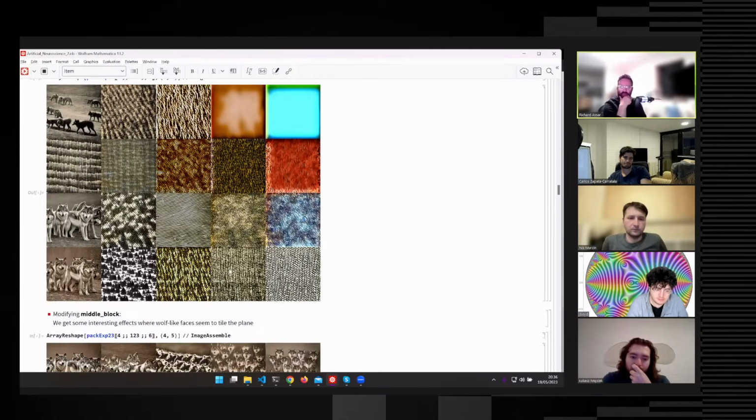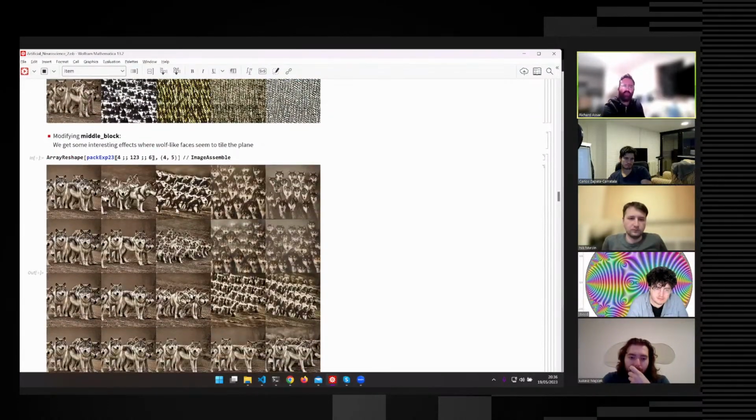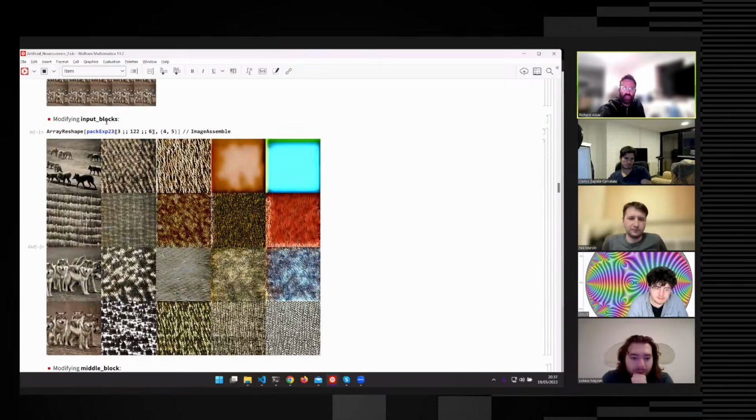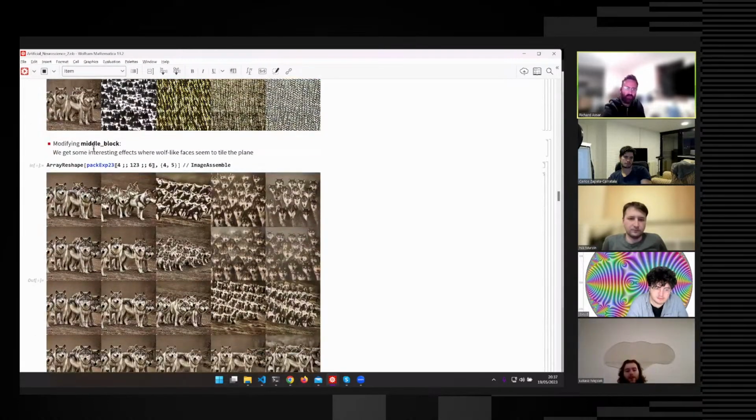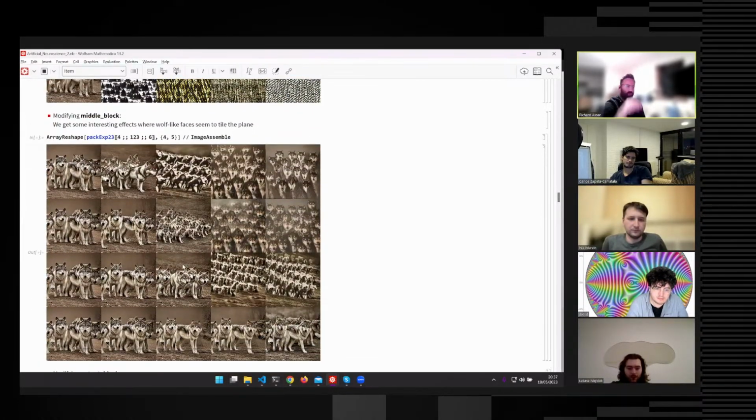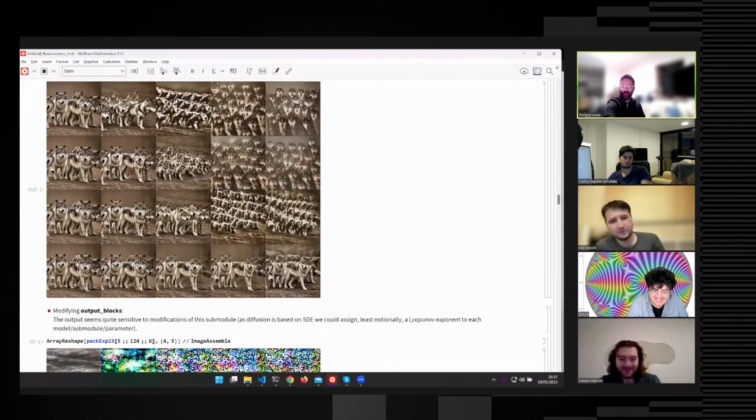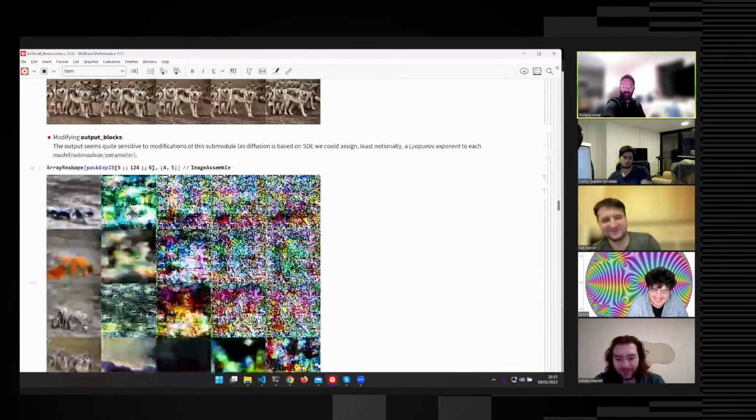Stephen remarked that some of these, particularly this one, look like some of the things you get from video feedback. So that was affecting the input blocks submodule. This one is middle block, and it seems to do this weird thing where you get wolves tiling the plane. For some reason, the wolves want to tile the plane. We get all these wolf faces, like a big gang of wolves have appeared out of nowhere and they want to kill you or something.